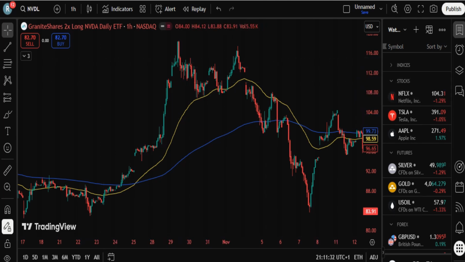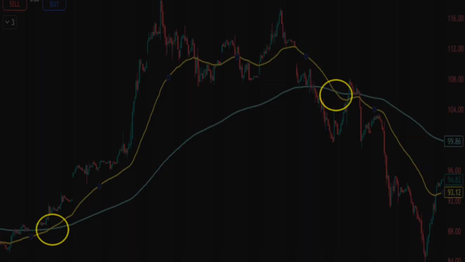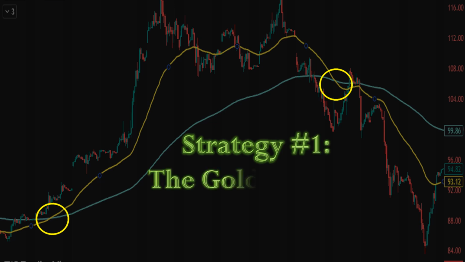Now let's apply the knowledge with real trade setups, because these strategies you're about to learn can literally change how you trade. And trust me, strategy number 3 is where most beginners finally see the light. The first strategy is the golden cross and death cross.